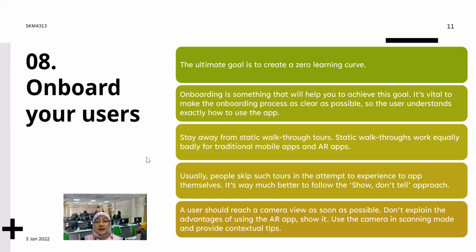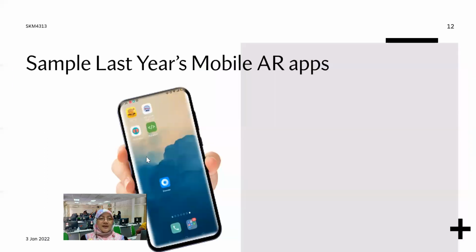A user should reach a camera view as soon as possible. Do not explain the advantages of using the AR app. Show it. You don't have to explain, whether in the app or to users. No, just make it work. Use the camera in scanning mode and provide contextual tips.